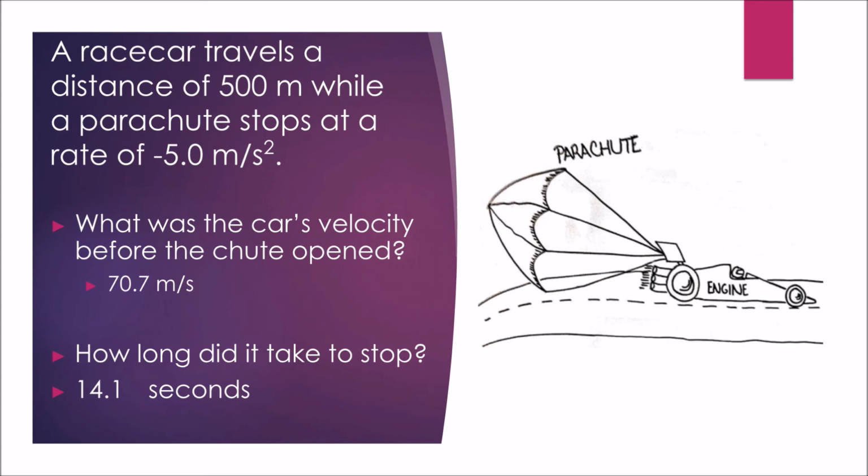Again, a race car travels a distance of 500 meters, that's our delta x, while the parachute stops it at a rate of -5 meters per second squared. That's our acceleration, and we already know our final velocity, which, since the car is stopping, is going to be 0. Again, I'm going to leave the math up to you guys so you can get some practice. But our answers are 70.7 meters per second and 14.1 seconds.